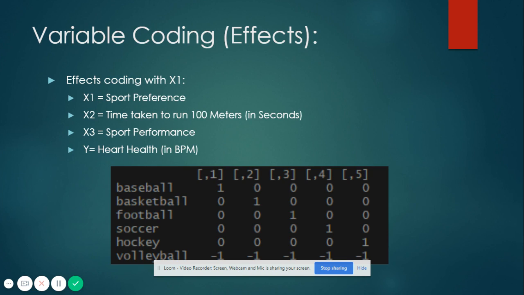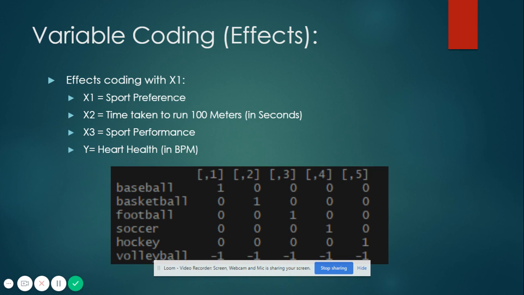x1 being sport preference, x2 being time taken to run 100 meters among the given participants, x3 being sports performance, and all of these trying to predict the heart health of our participants with our variable y. So first, because x1 is a sports preference, I decided to code it with effects, because with path analysis it is far better to use effects coding than dummy coding.